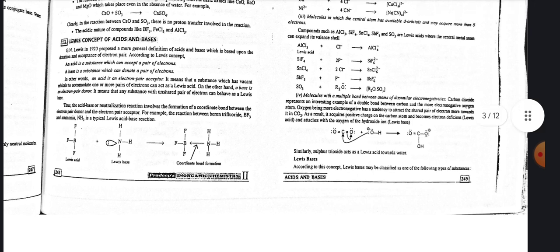Molecules in which the central atom has available d orbitals and may acquire more than 8 electrons. Compounds such as AlCl3, SiF4, SnCl4, PF5, and SO3 are Lewis acids, where the central atom can expand its valence shell. Molecules with a multiple bond between atoms of dissimilar electronegativities.